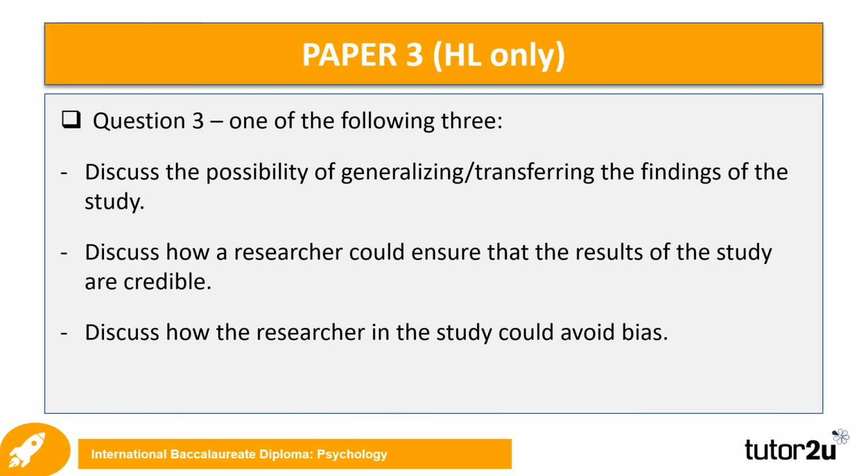The third question will be one of the following 3 questions. Discuss the possibility of generalizing or transferring the findings of the study. Or, discuss how a researcher could ensure that the results of the study are credible. Or, discuss how the researcher in the study could avoid bias.